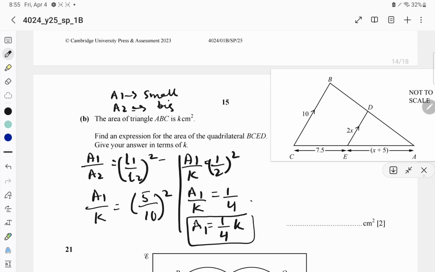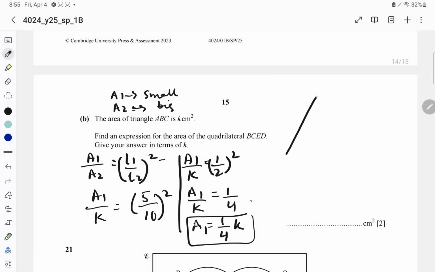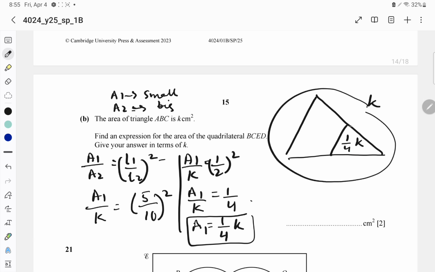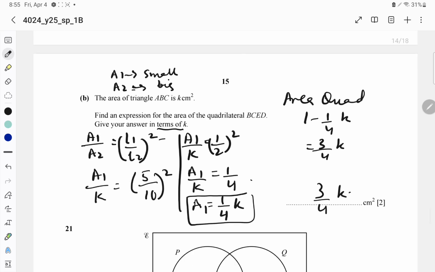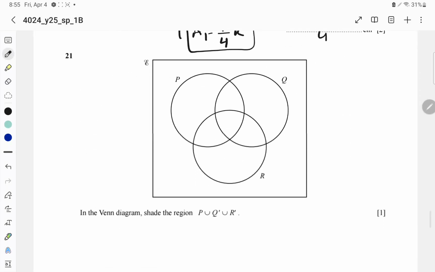If this is the whole, the smaller part is a quarter k and the whole is k, so this much will be 3/4 of k. So the area of the quadrilateral is 1 minus a quarter k, which is 3/4 k. That is the answer in terms of k. This was a 2 marks question.